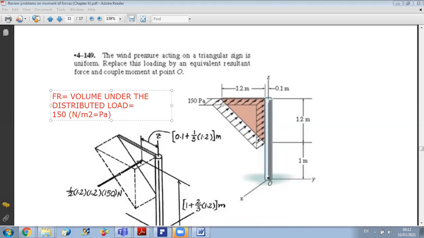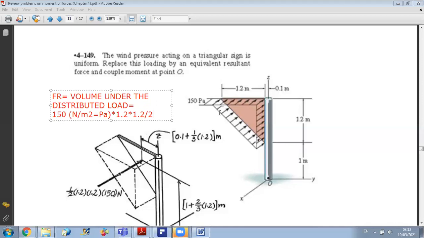times the area of the base here, which is 1.2 times 1.2, and I will divide over 2 because I have a triangular shape. So times 1.2 times 1.2 over 2. Okay, in this way I have calculated the value of the resulting force.